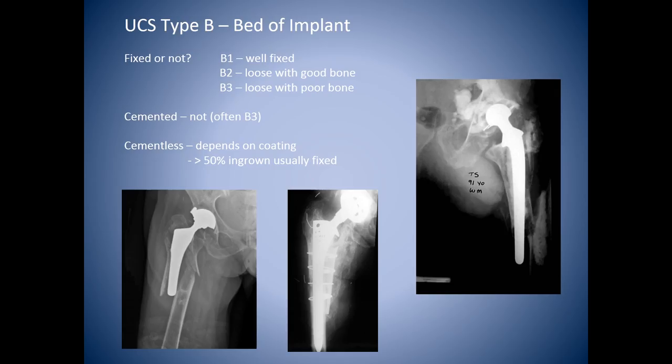Type B, as you mentioned before, well fixed and loose. The cemented type of B1s generally tend to not be fixed, so they're actually usually a B2. The cementless are the difficult ones to assess. The more porous coated they are, the more likely they are to be ingrown. The HA coated ones and the finer coatings tend not to be fixed. So if you see these metaphyseal, mainly porous coated implants, those generally are well fixed. And they put a figure of more than 50% ingrowth. I'm not quite sure how you work that out, but they give that figure of 50% if it is usually well fixed.